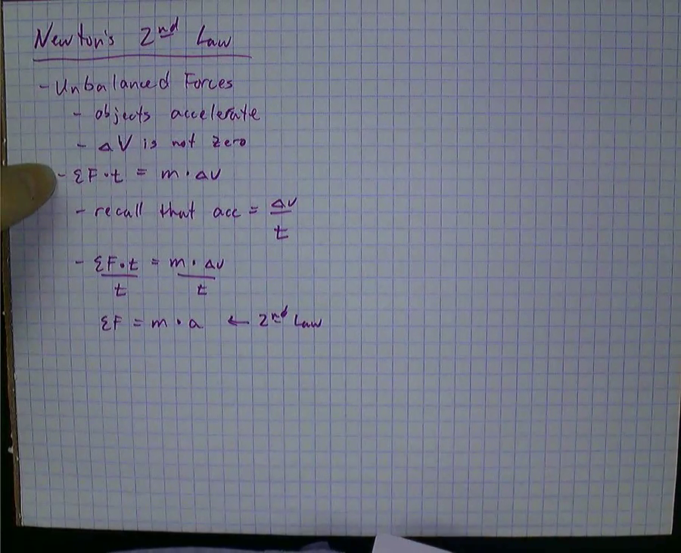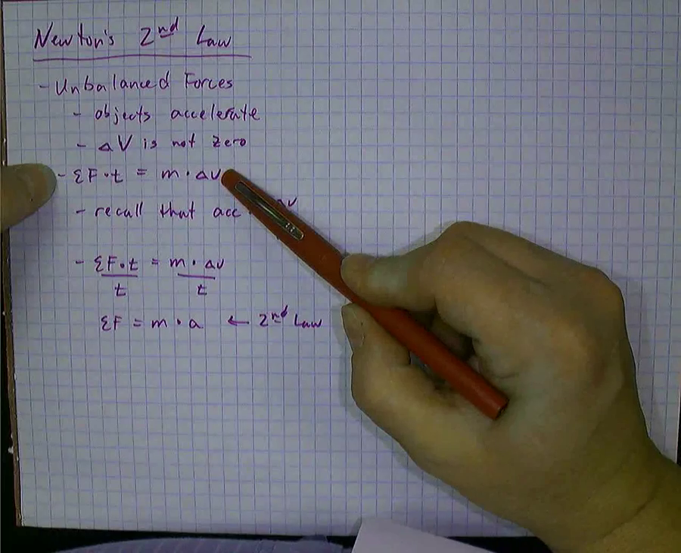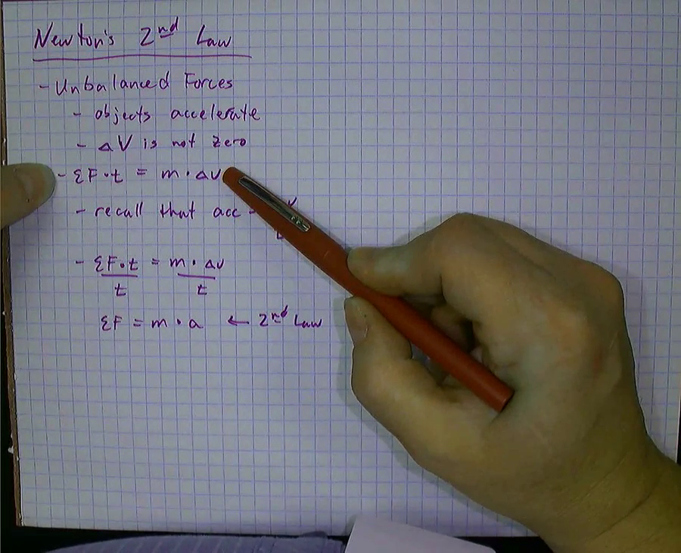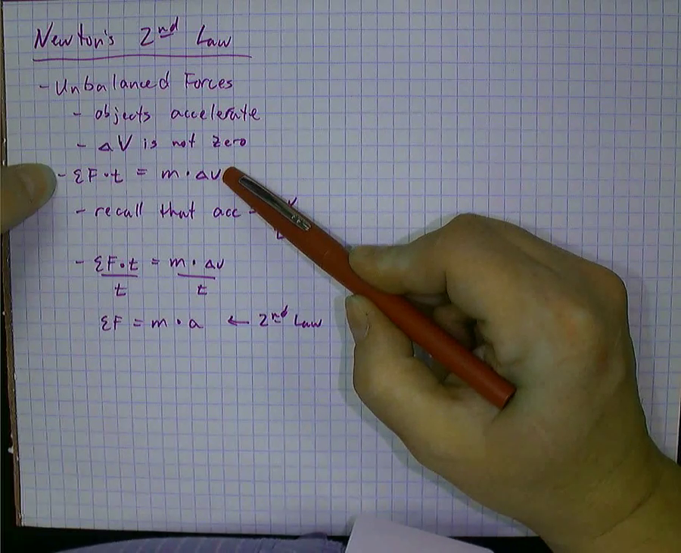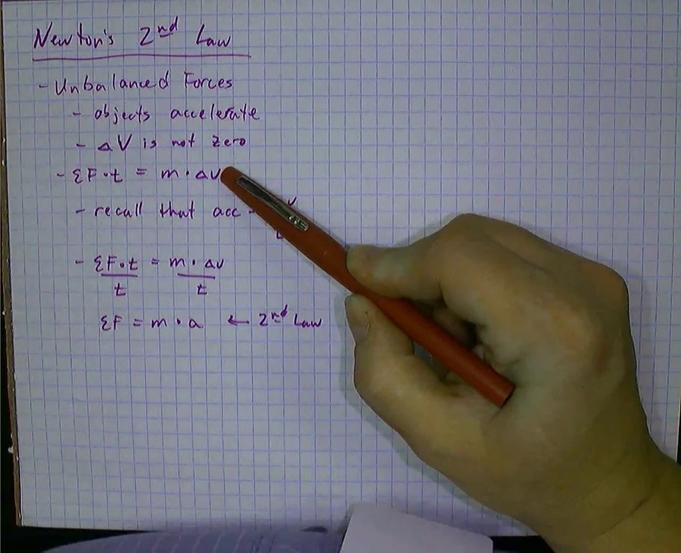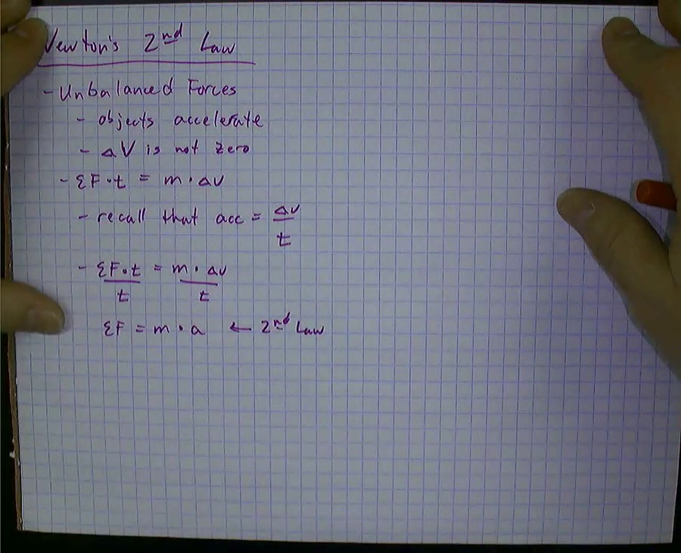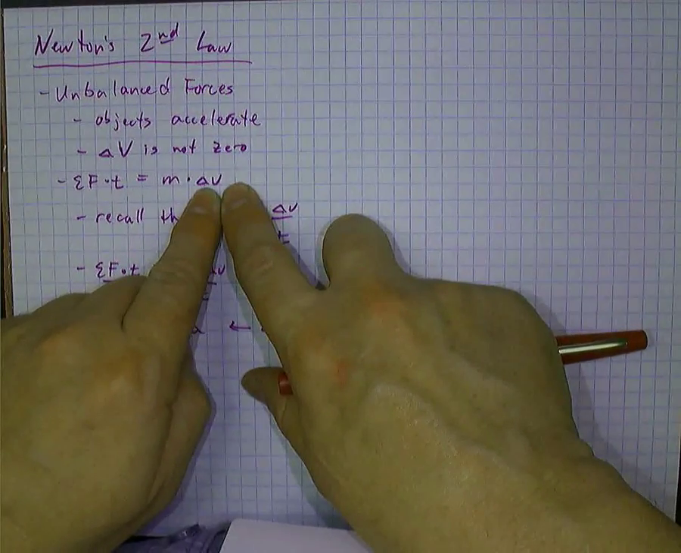For Newton's second law, the objects accelerate, so they're speeding up or slowing down. If an object is moving, it gets faster, or it gets slower, or it stops. If it's stopped and not moving, it begins to move. So acceleration means that somehow the motion is changing, and so delta V will not be equal to zero in this equation.